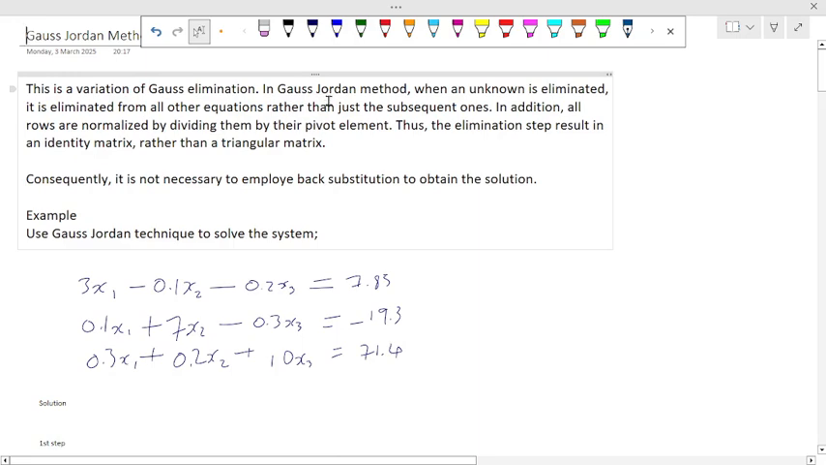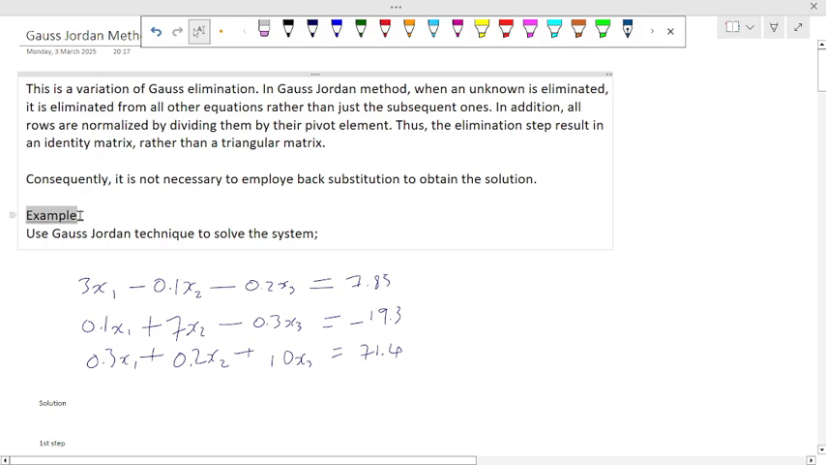In Gauss Jordan method, when an unknown is eliminated, it is eliminated from all other equations rather than just the subsequent ones. In addition, all rows are normalized by dividing them by the pivot element. Thus, the elimination step results in an identity matrix rather than a triangular matrix. Consequently, it is not necessary to employ back substitution to obtain the solution. So we'll work an example and see what we mean.